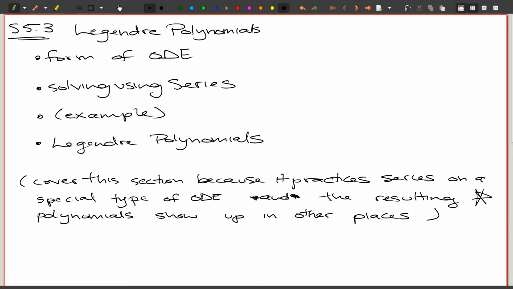I just want to let you all know that the reason we're covering this section is because it's a chance to practice series, which you haven't had a whole lot of chances to practice. The special type of differential equation we solve does show up in some important physical applications, whenever you're thinking about spatial differential equations in spherical coordinates, but the polynomials that we get out of the solution show up in other places too. So it's just a neat thing that might tie into future math classes you take, depending on how far you go.